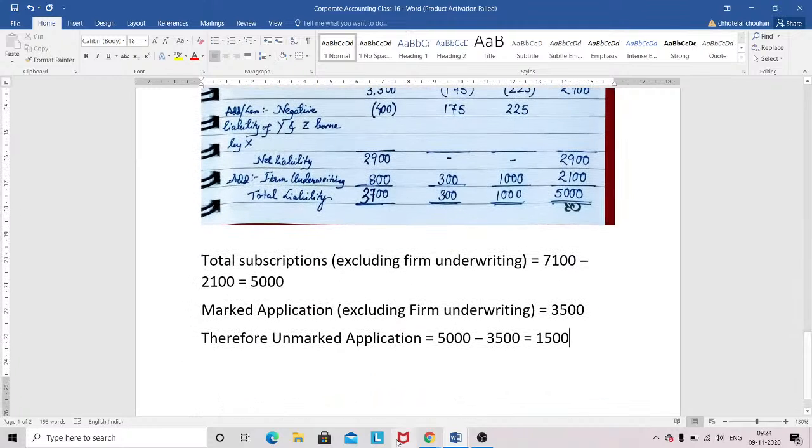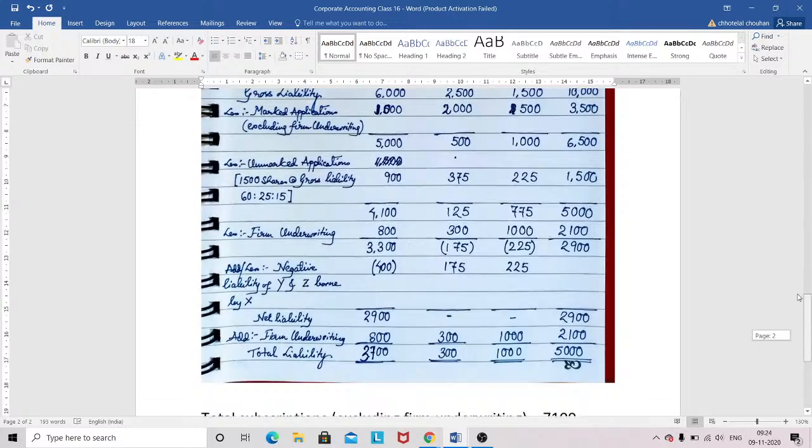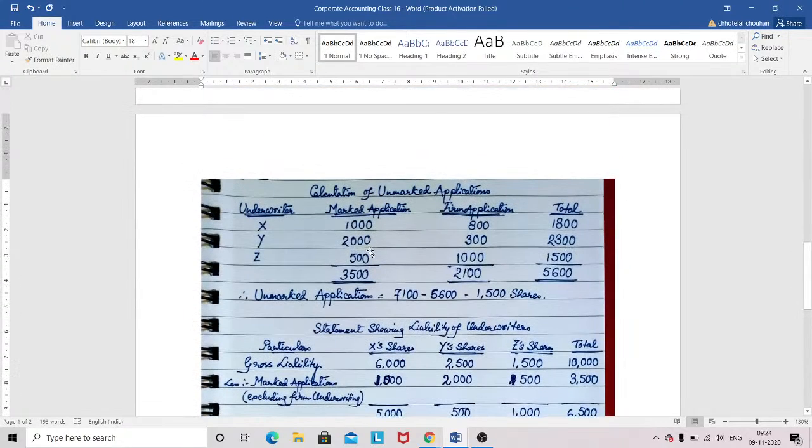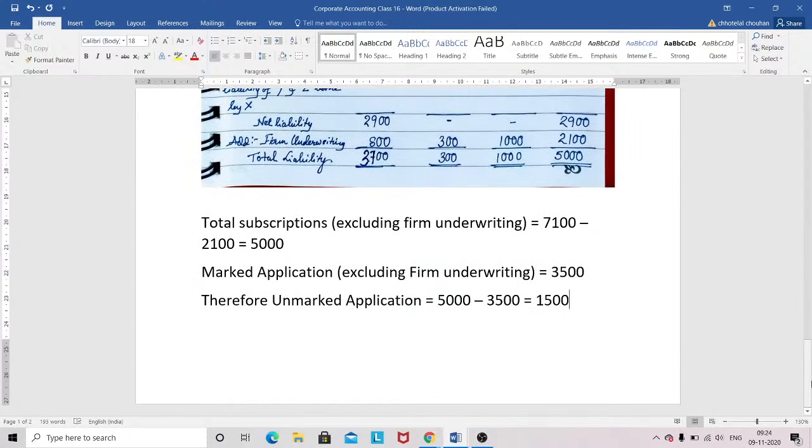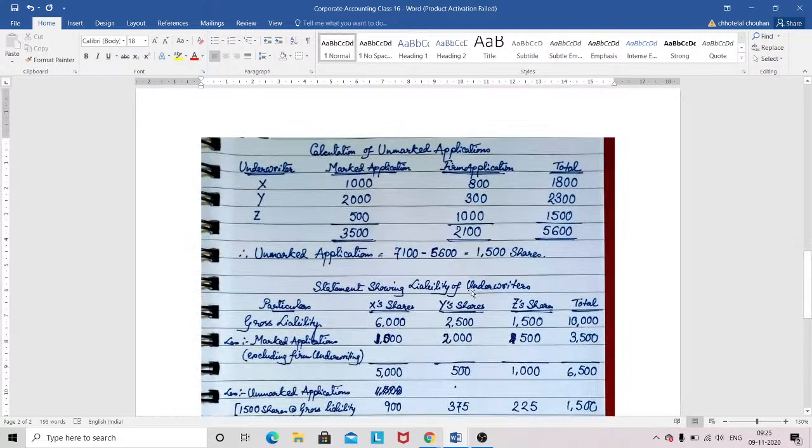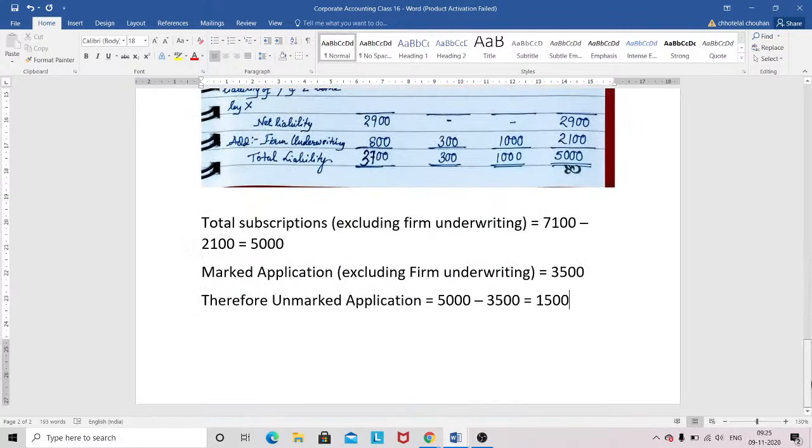Just see that the total subscription receipt of 7,100 is the total including form underwriting, out of which your form underwriting is 2,100. So your total subscription excluding form underwriting is 5,000. Again, marked application excluding form underwriting, যেটা আমরা এক্ষুনি ক্যালকুলেট করলাম, 1000 plus 2000 plus 500, so it becomes 3500. So unmarked application is 5000 minus 3500, 1500. ম্যাচ করলো? ঠিক আছে, এখানে ম্যাচ, this is also 1500, isn't it so?